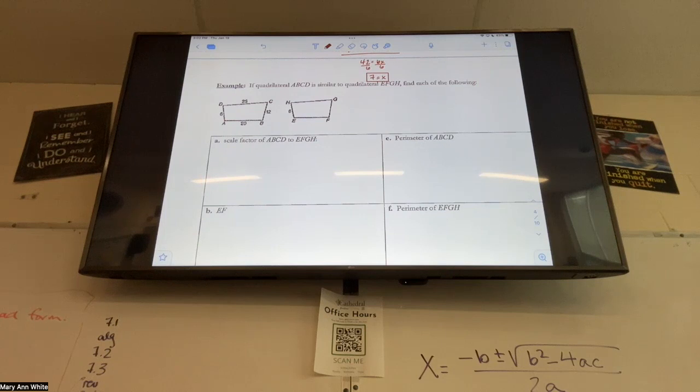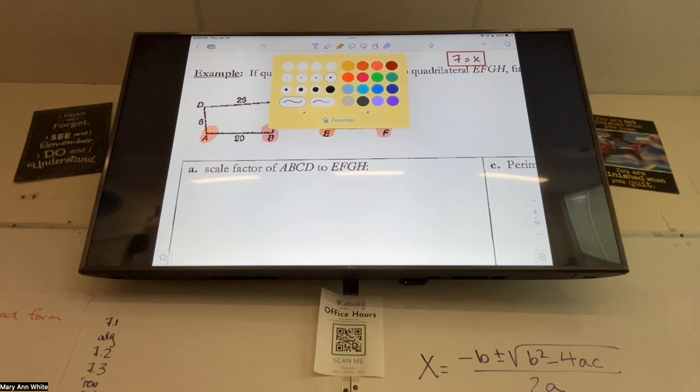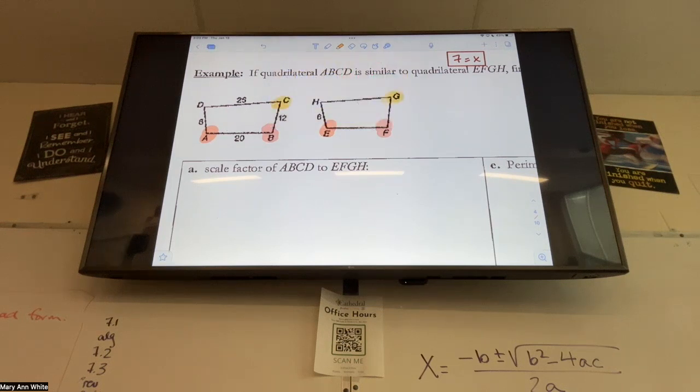Angles are the same. Good. So what angle is congruent to A? E. Good. What angle is congruent to B? Good. Sorry, those are almost the same color. What about C? Good. And what about D? Good. Okay, that's important.